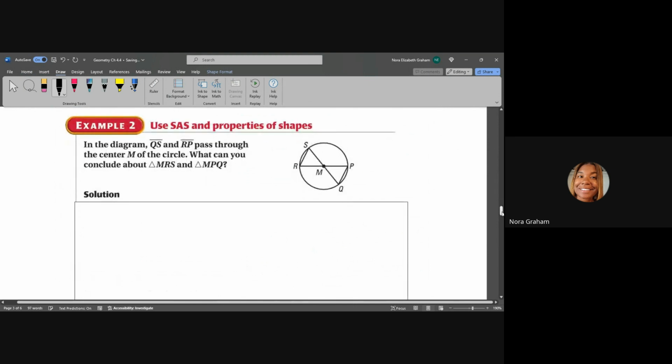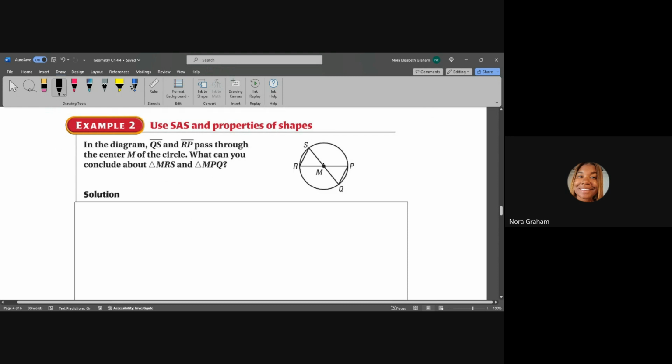Again, we're going to use the side angle side and properties of shapes. So in this diagram, QS and RP pass through the center M of a circle. What can you conclude about triangle MRS and triangle MPQ? All right. So before this one, they're not asking us to write out a full-on proof. They just want us to write down some facts. Okay. So again, before I write down anything, I want to annotate, mark up some stuff, and know what I'm going to write down. Okay.